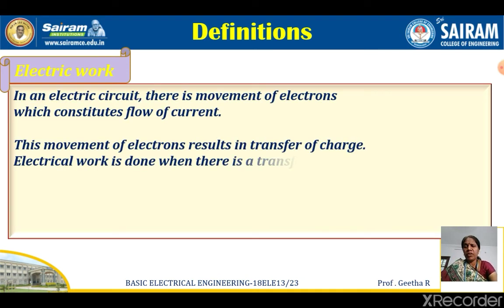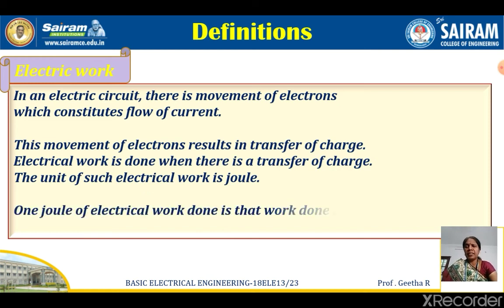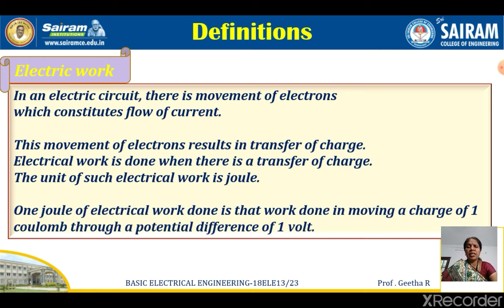Some important definitions. Electric work. In an electric circuit, there is a movement of electrons which constitutes flow of current. So this movement of electrons results in transfer of charge. Electrical work is done when there is a transfer of charge. The unit of such electrical work is joule. So the movement of electrons is called the current.